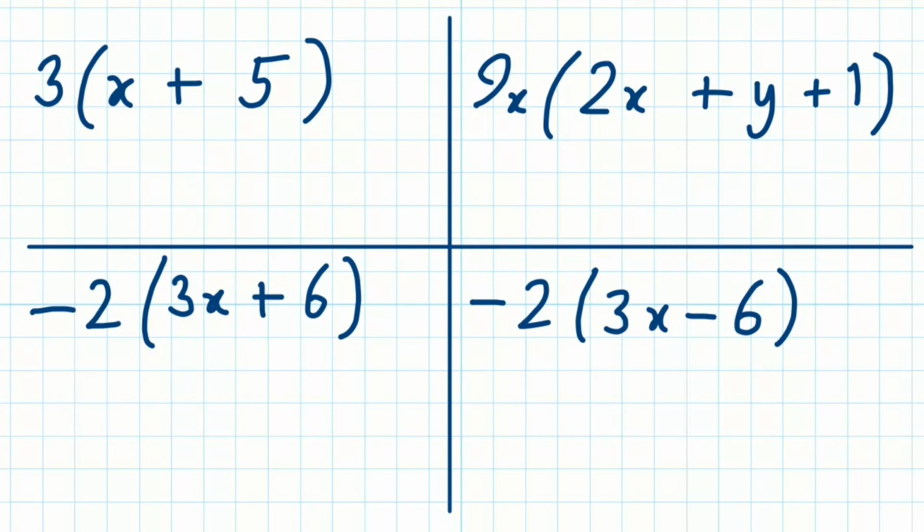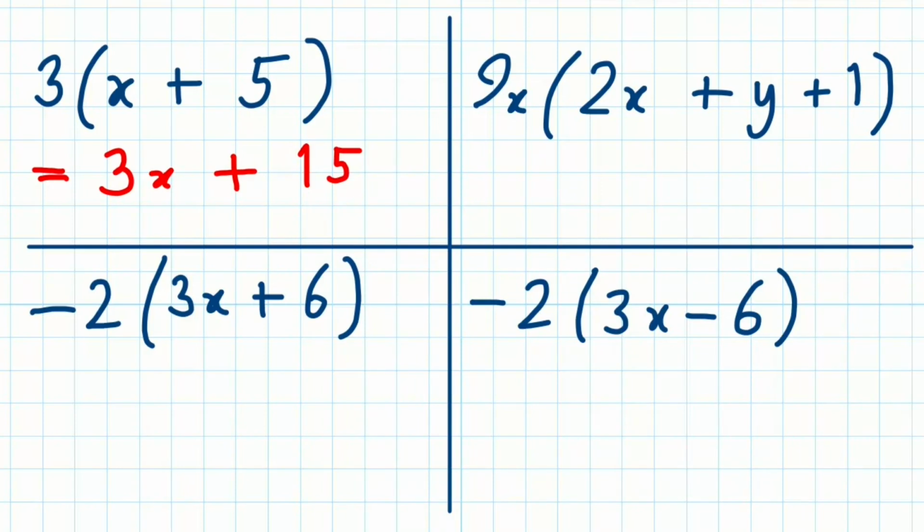So we take the 3 and multiply it by the x, and that would give us 3x. And then we take the 3 and multiply it by the 5, and that would give us plus 15. Final answer, 3x plus 15.